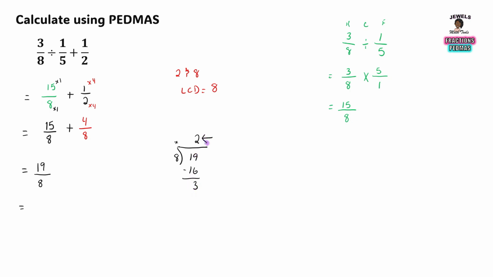Remember that our 2, which is at the top of our division bracket, will be our whole number. My 3, which is my remainder, will now become my new numerator. And my 8, which was my divisor, will remain as my denominator. So when we set our fraction up, we have our 2 as our whole number, 3 is my numerator, and 8 will remain as my denominator. And this will be our fraction when converted to its mixed fraction form.